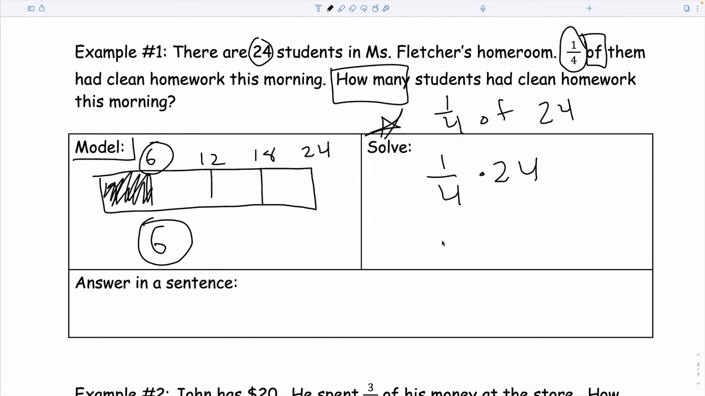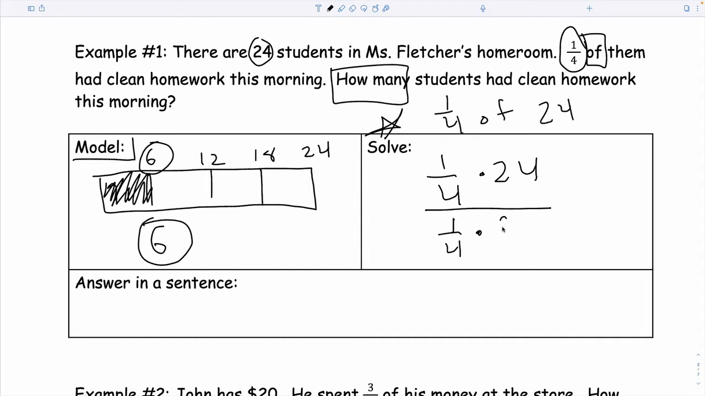Let's see if we get the same answer with arithmetic. Arithmetic is the thing we're heading towards in 7th grade. We don't want to keep drawing all these models because it just takes too much time and it's kind of time consuming and a little bit tedious. Set this up. Whenever you have a number times a fraction, you need to get that whole number written as a fraction. What is 24 as a fraction going to look like?